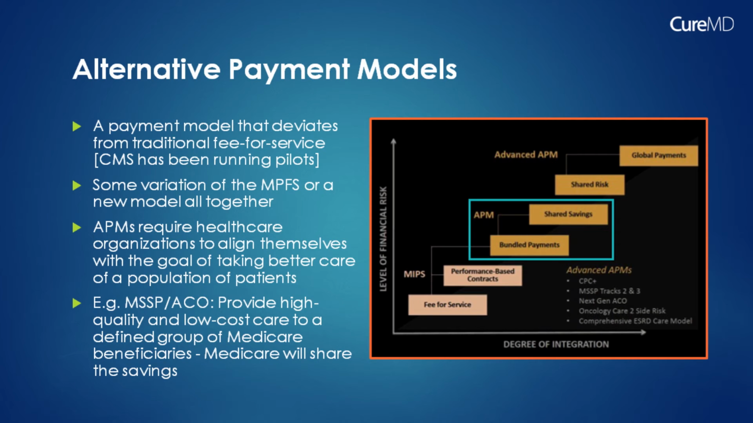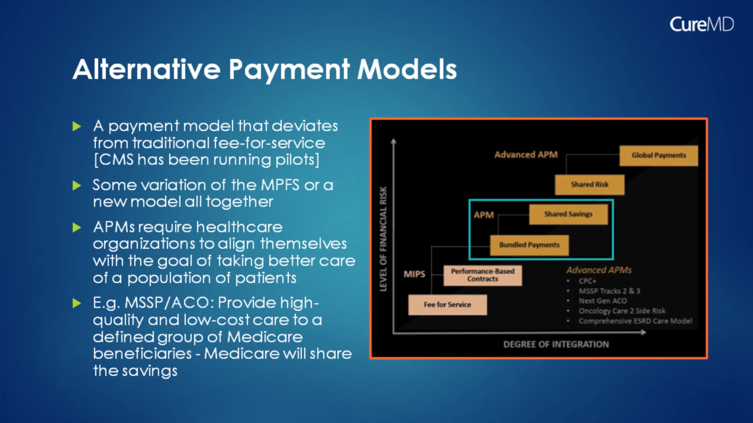So alternative payment models are models that deviate from traditional fee-for-service, right? And CMS has been experimenting and running pilot programs regarding these for many, many years. So even capitated payments or per member per month payments are a form of alternative payment models. So there would be a variation of the Medicare physician fee schedule, or so you could have a percentage of revenue, or reimbursement, coming from the fee schedule and a percentage based on either incentives or penalties, or a brand new model altogether that scraps that and starts from scratch.